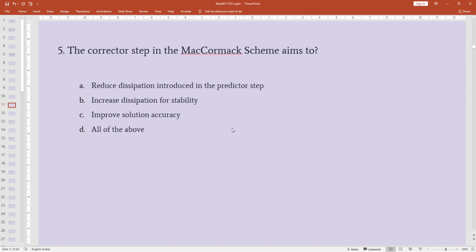Next question. The corrector step in the McCormack scheme aims to do which of the following? Option A, reduces dissipation introduced in the predictor step. Option B, increase dissipation for stability. Option C, improve solution accuracy. Option D, all of the above.